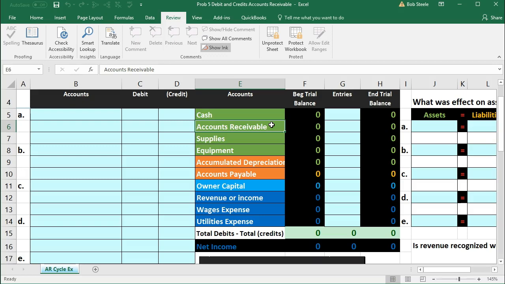So we're going to say it's an asset, and as an asset, assets have normal debit balances. We need to make it go up, people owing us more money. Therefore, we're going to do the same thing to it, which in this case is another debit.